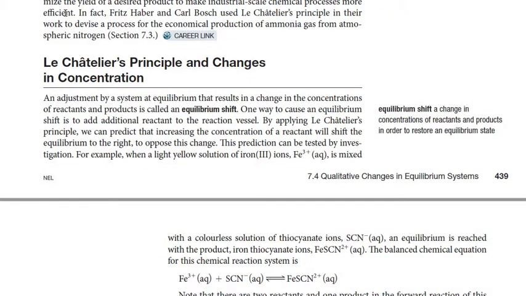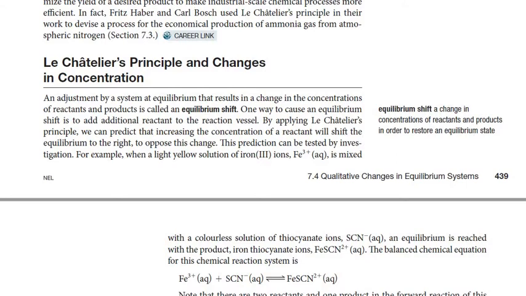Le Chatelier's Principle and changes in concentration. An adjustment by a system at equilibrium that results in a change in the concentration of reactants and products is called an equilibrium shift. One way to cause an equilibrium shift is to add additional reactant to the reaction vessel. By applying Le Chatelier's Principle, we can predict that increasing the concentration of reactant will shift the equilibrium to the right to oppose this change. The prediction can be tested by investigation.